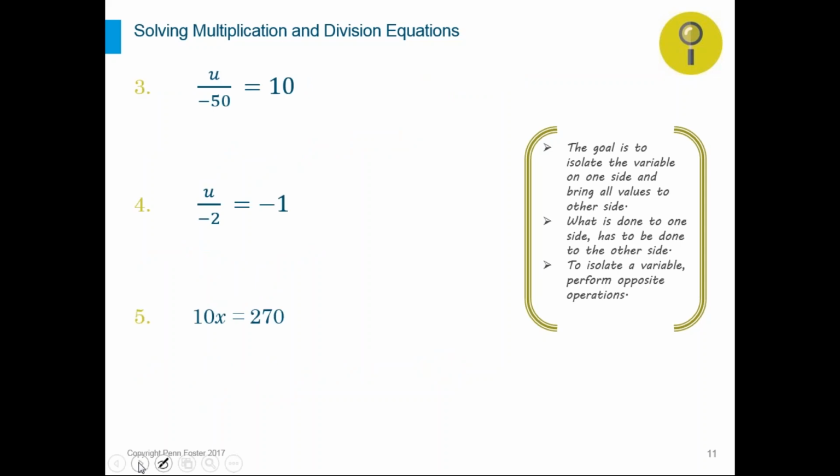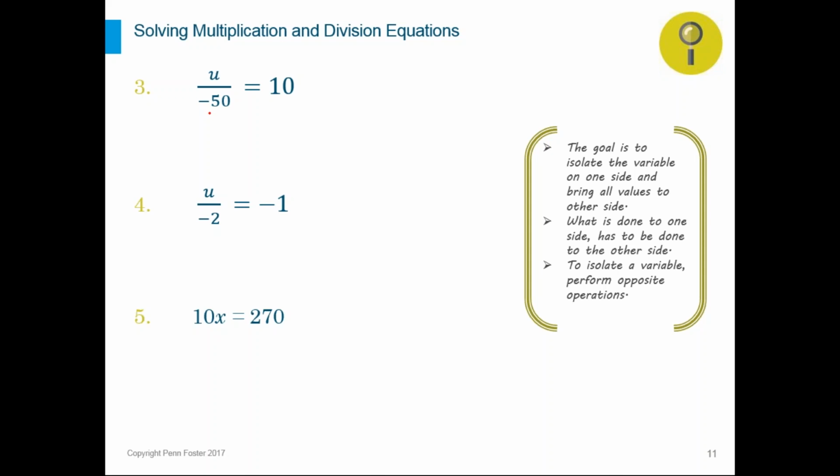Okay, the same kind of things. We have division. U divided by a negative 50 equals 10. We need to be careful when we have negatives in multiplications and divisions because you know that a negative times a negative is a positive. You know that a negative times a positive or a positive times a negative will give you a negative answer. The same thing with division. When you divide, you need to be careful of the signs.